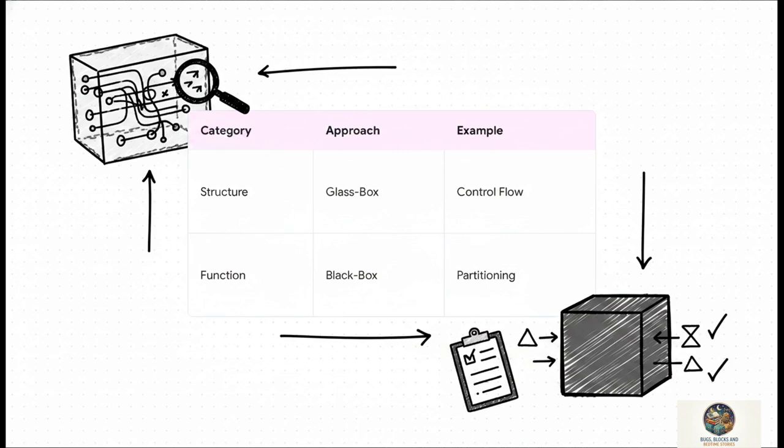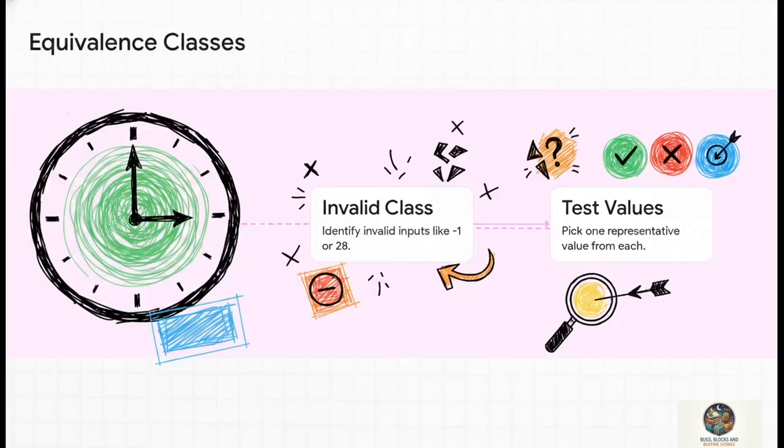Second, we have function-oriented testing. This is a black box approach. The tester doesn't look at the code at all. They just look at the spec and test the inputs and outputs based on what the software is actually supposed to do. A perfect concrete example of this functional approach is equivalence partitioning.